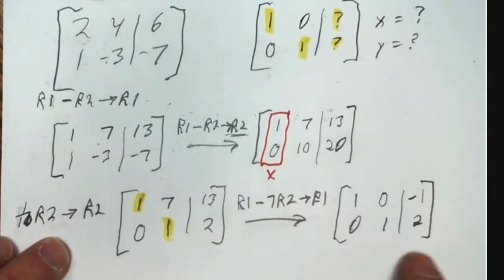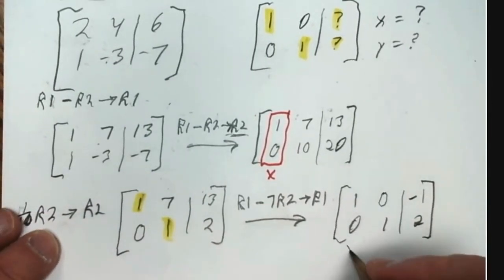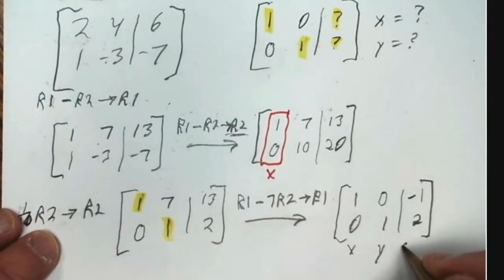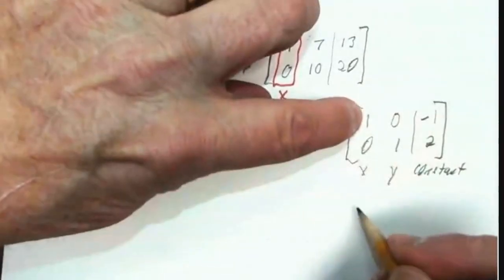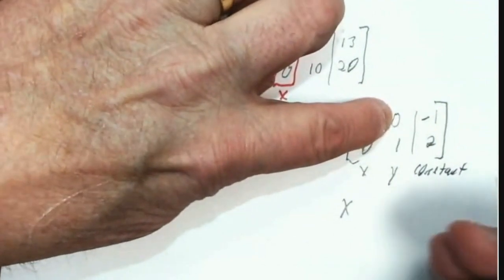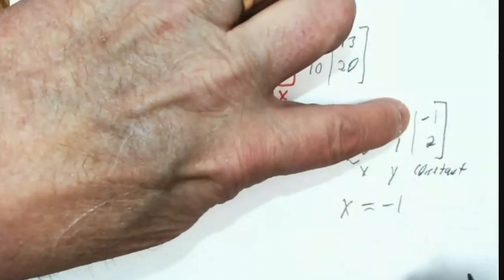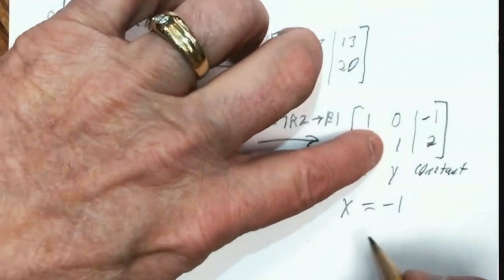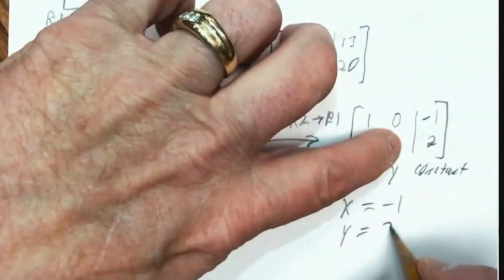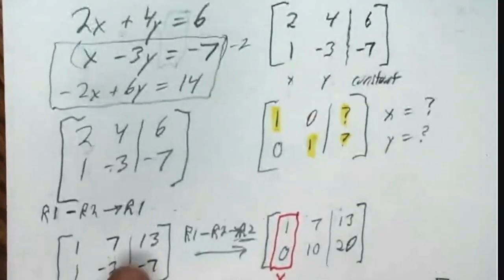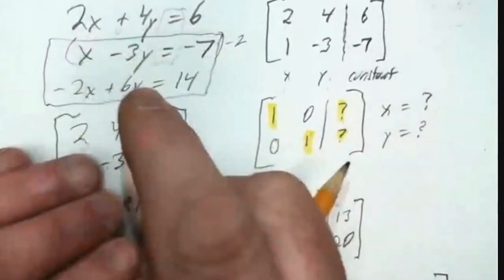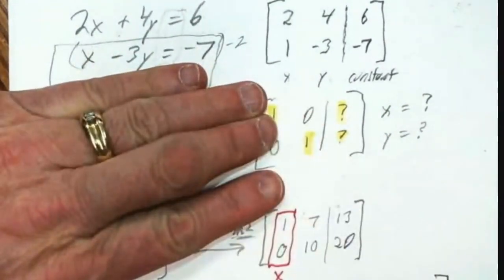And now we have the solution. Because this is the X, this is the Y, and this is the constant. So if we turn these back into equations, we have 1x, no y's, and it equals negative 1. We have no x's, we have 1y, and it equals 2. That is the solution to this original system of equations: 2x plus 4y equals 6, x minus 3y equals 7. Let's check that.